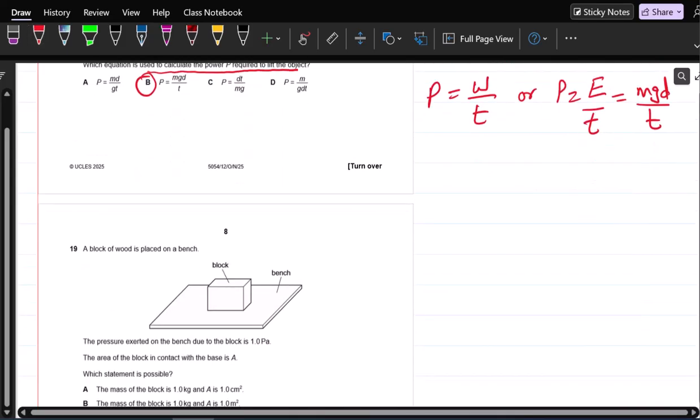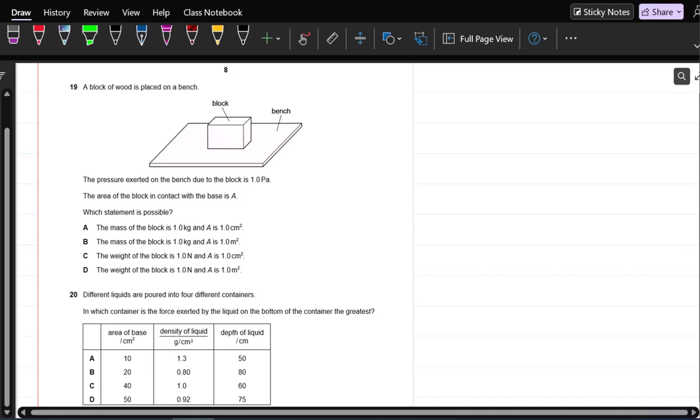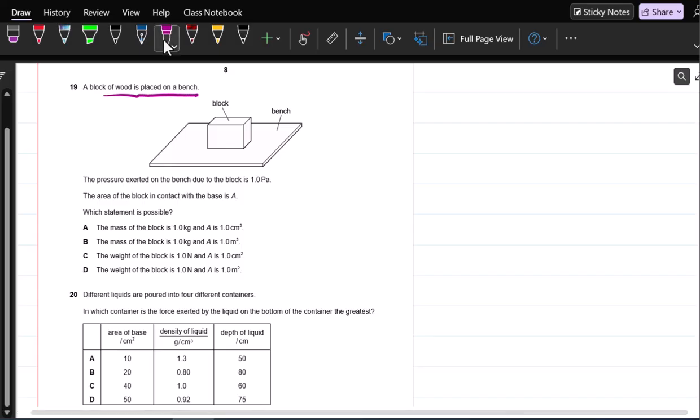Now we are moving to question 19. A block of wood is placed on a bench. Here we have a bench, and the block is placed here. The pressure exerted on the bench due to the block is 1 Pascal. The area of the block in contact with the base is A.